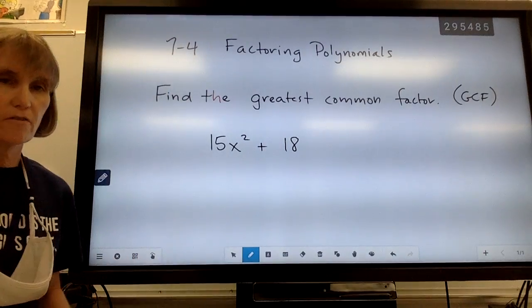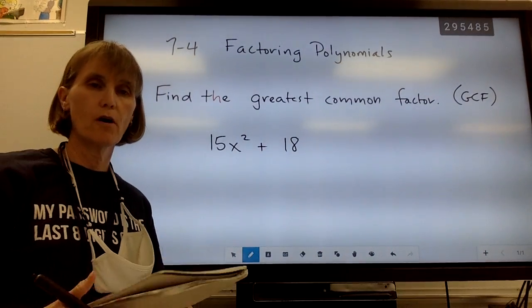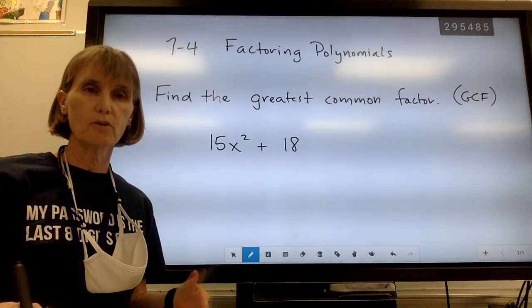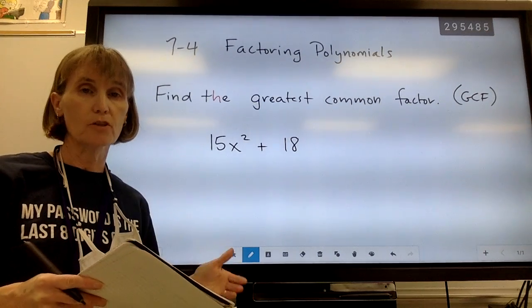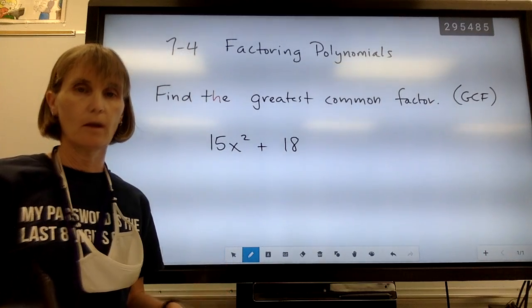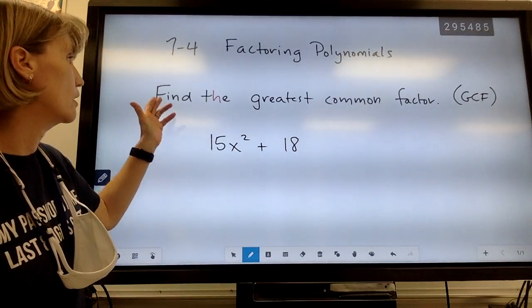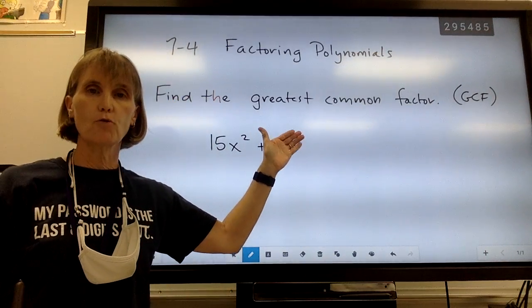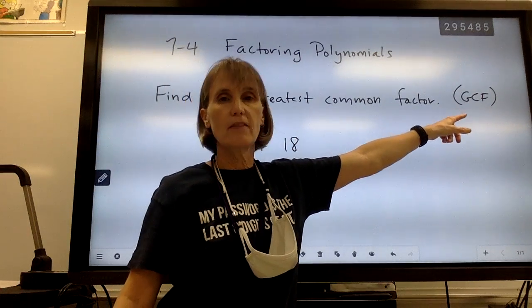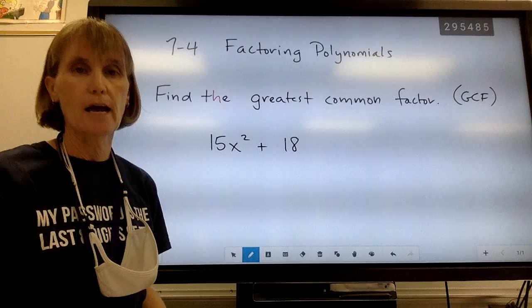All right, today we're going to start factoring. So what we've done so far is we've added and subtracted polynomials, we've multiplied polynomials, now we're going to factor polynomials. And factoring polynomials is really the opposite of multiplying. The first thing that we have to understand is we have to know how to find the greatest common factor. The greatest common factor, we'll abbreviate that, the GCF.